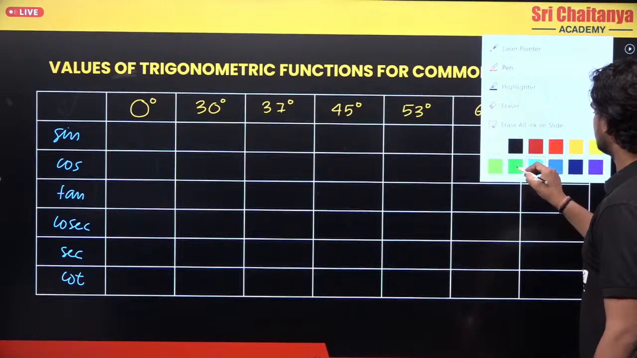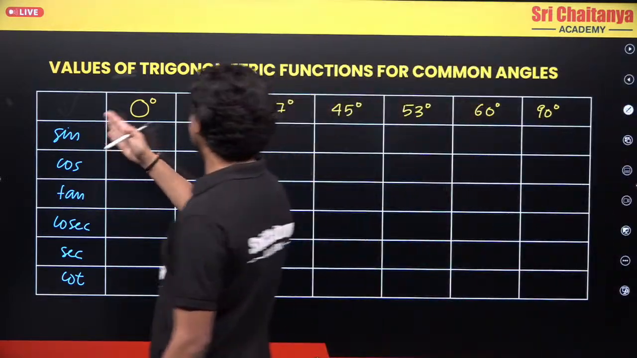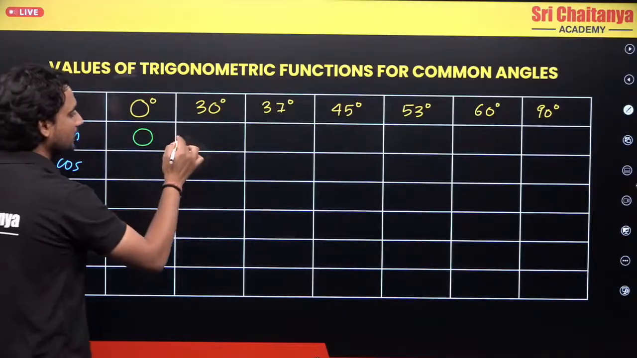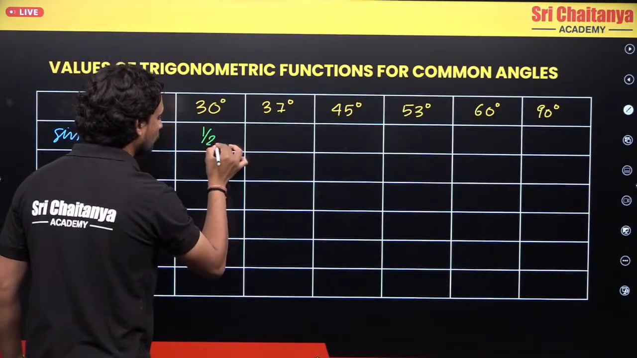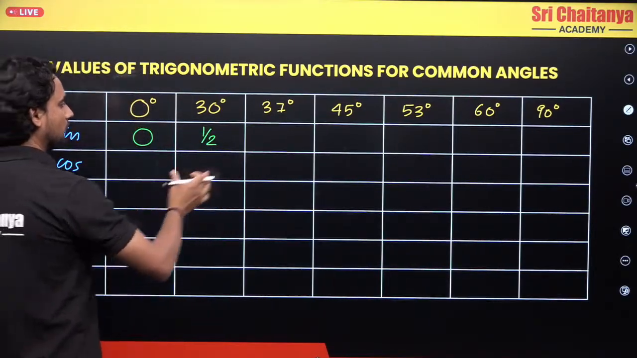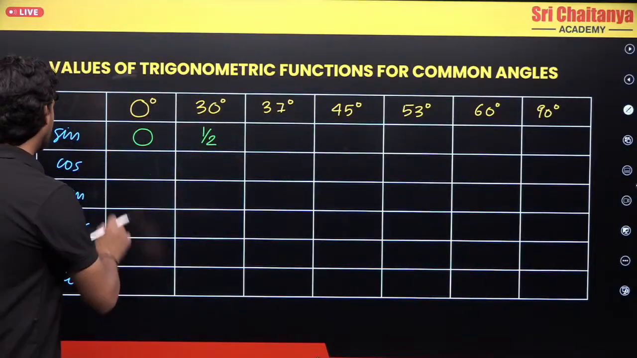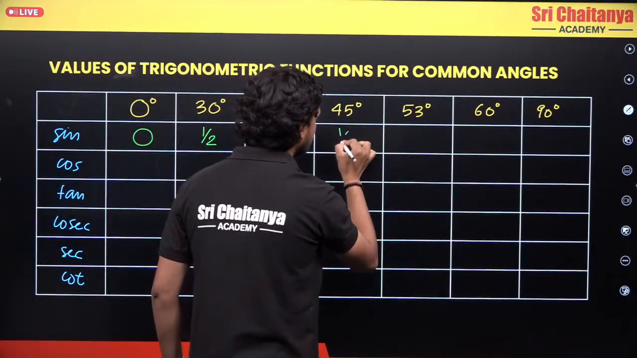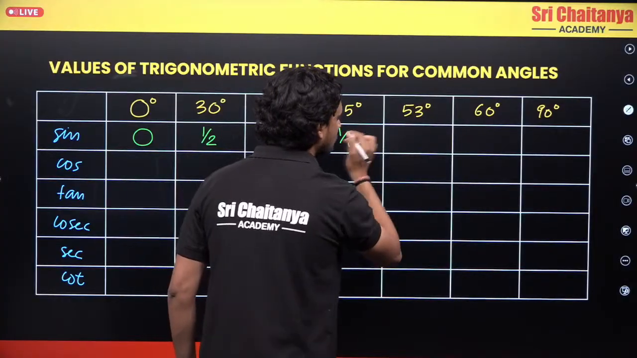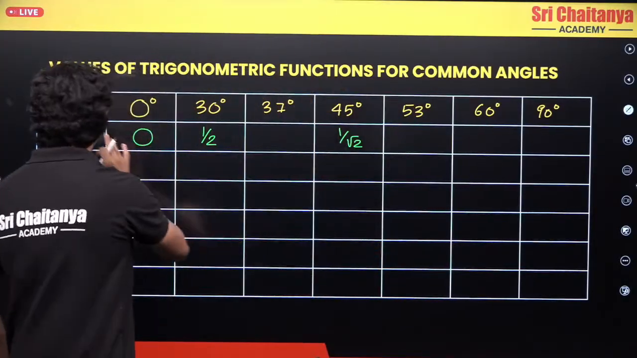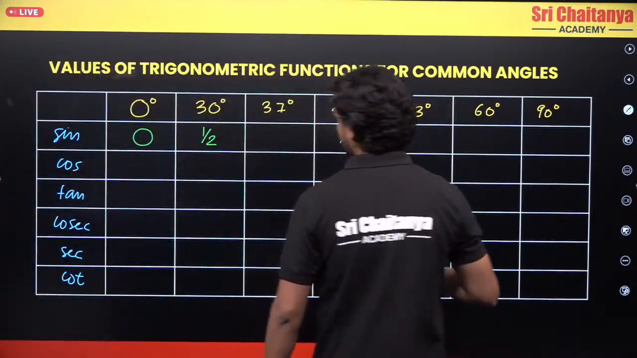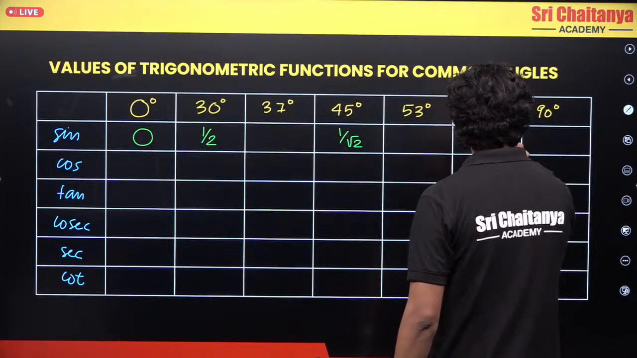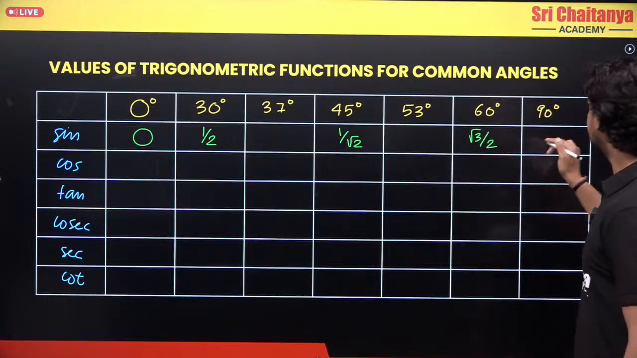So let's write. What is sine 0? Sine 0 is 0. What is sine 30? Sine 30 is 1 by 2. Right? Now we'll come to 37 degree. What is sine 45? Sine 45 is 1 by root 2. We'll come to 53 degree. What is sine 60? Sine 60 is root 3 by 2. And what is sine 90? Sine 90 is 1.